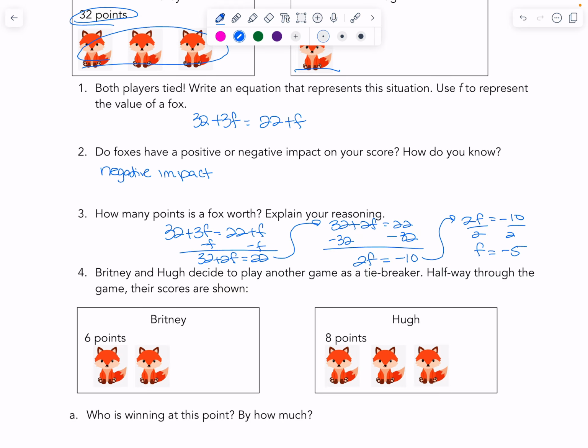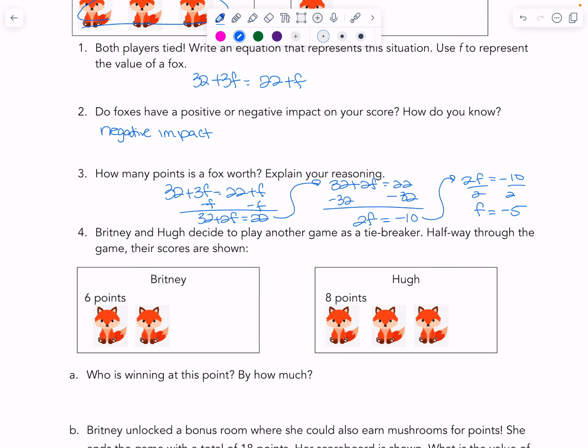Okay. Brittany and Hugh decide to play another game together as a tiebreaker. Halfway through the game, their scores are shown. We would say that foxes still represent negative 5 points. So in part A, who is winning at this point and by how much? So go ahead and pause your video.